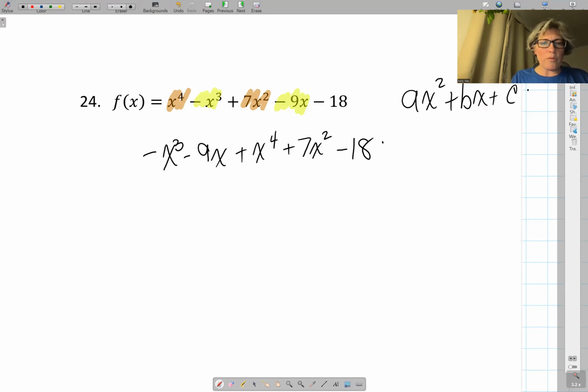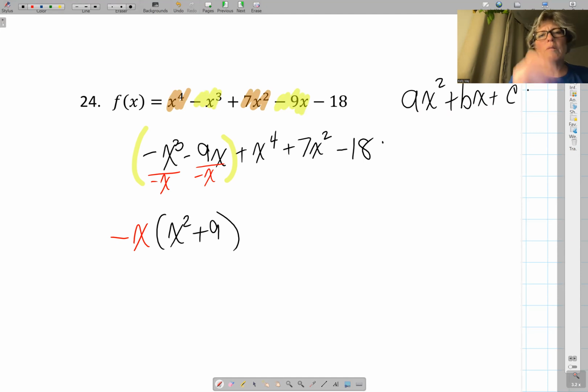Okay, so the first thing we're going to do is factor out what we can by grouping here. So I'm just going to do this one little, that one's easy. We're going to take out a negative x, because if you can take out a negative, and you can, you should. I'm dividing out a negative x. So I have negative x, and then this becomes x squared plus 9. That's good to go.